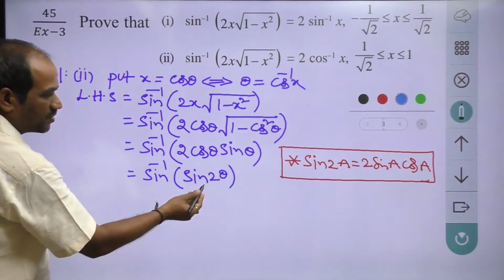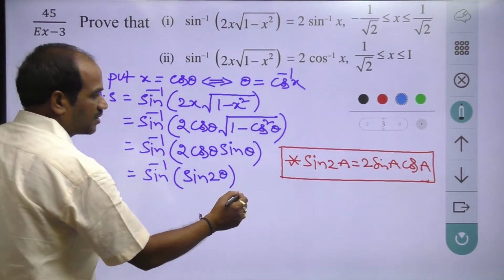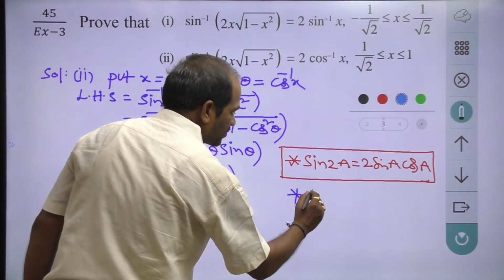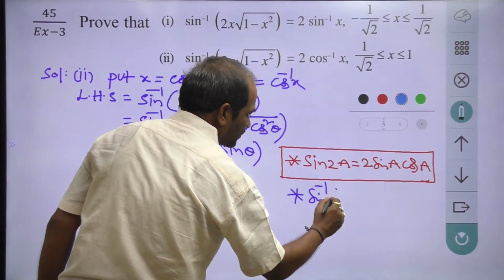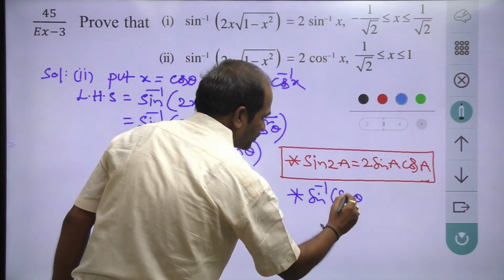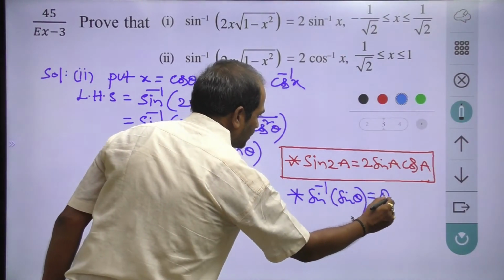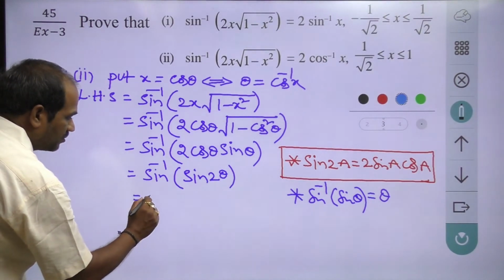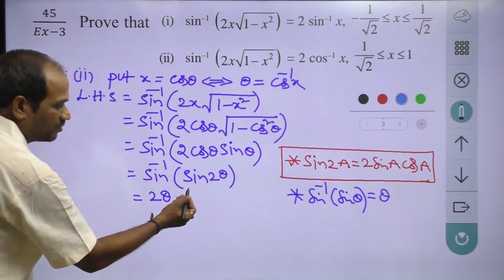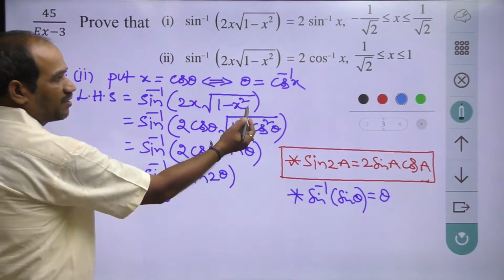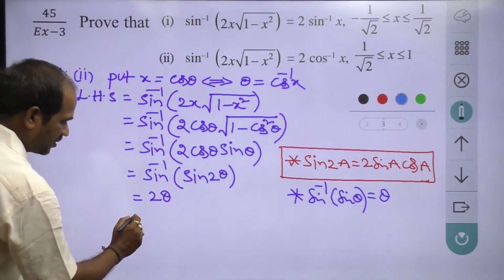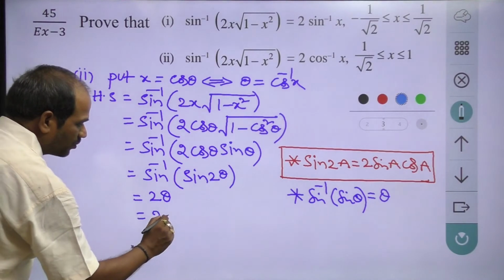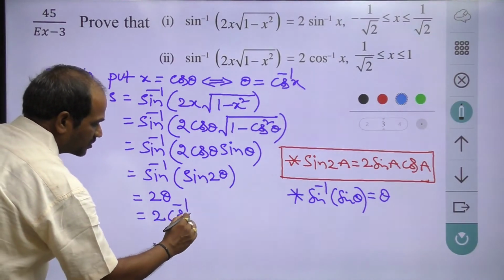So here sin inverse of sin 2 theta, and sin inverse of sin theta is equal to theta, so that is equal to 2 theta. Replace theta by cos inverse x, so that is equal to 2 into cos inverse of x.